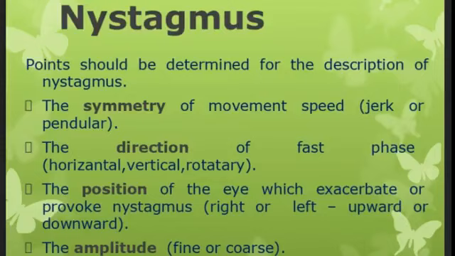Nystagmus points should be determined for the description. First, the symmetry, the direction, the position of the eye which exacerbates or provokes nystagmus, right or left, upward or downward, and last, the amplitude, fine or coarse.